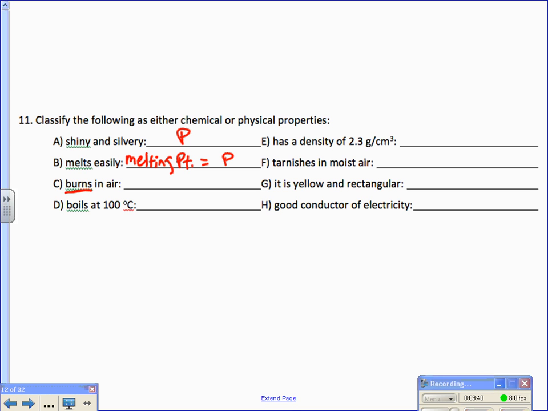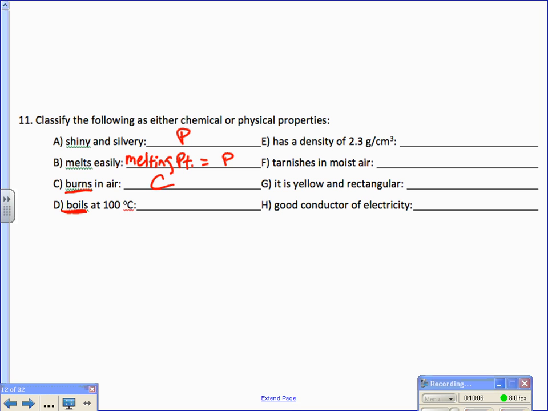Burns in air. So as soon as you have burning involved, you no longer have the same thing. If you burn a log of wood, after oxygen has interacted with the wood, you end up with something that doesn't look anything like wood anymore. It is no longer wood. It is now a pile of ashes and a bunch of gases and carbon that have been released into the atmosphere. That is a chemical change.